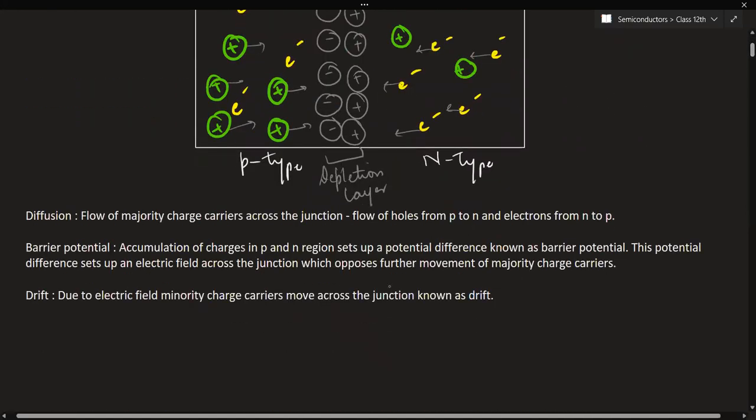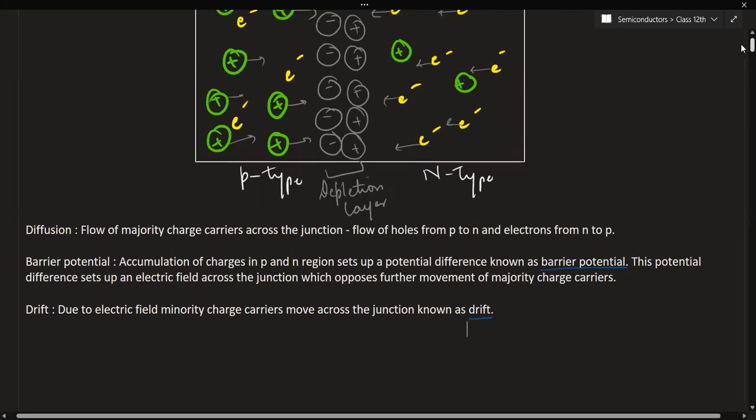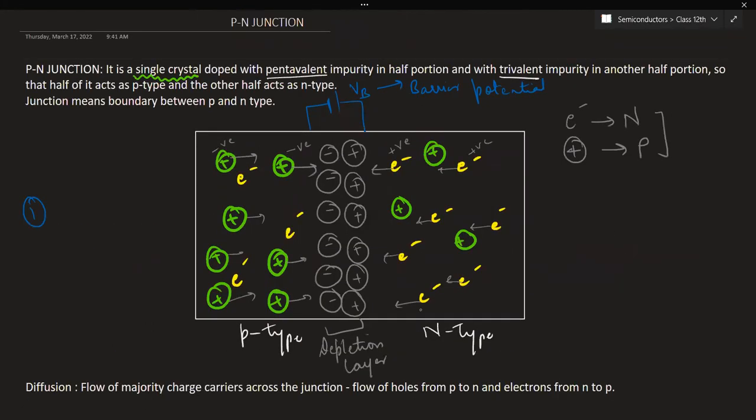So the flow of majority charge carriers across the junction, the flow of holes from P to N and electrons from N to P, is known as diffusion. Barrier potential: the accumulation of charges in the P and N regions sets up a potential difference known as the barrier potential. This potential difference sets up an electric field across the junction, which opposes further movement of majority charge carriers. And now the movement that will occur due to the electric field, with the minority charge carriers moving, is known as drift. Earlier I had mentioned that two processes are occurring. One is diffusion, which is simply the flow of majority charge carriers. Second is drift.